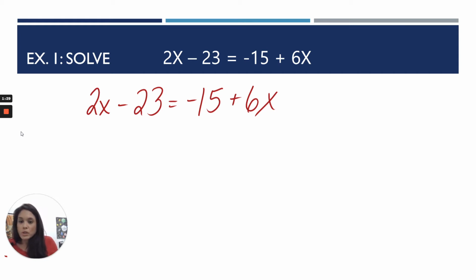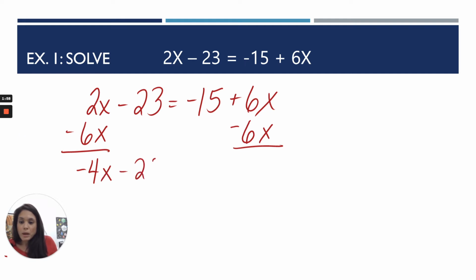We could do it either way. We can move the 2x or we can move the 6x. Let's go ahead and move the 6x. If this is a plus 6x, we have to do the inverse and subtract, and move it to this side. So this will cancel out, 2x minus 6x is negative 4x. And then I'm going to rewrite my equation.